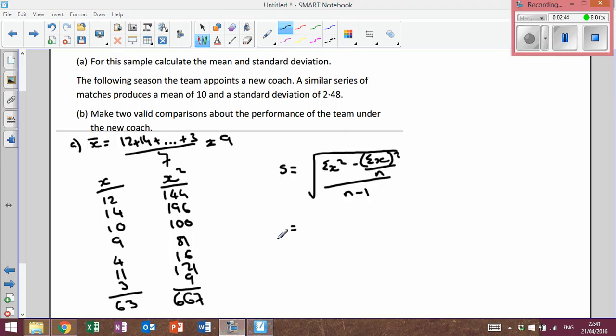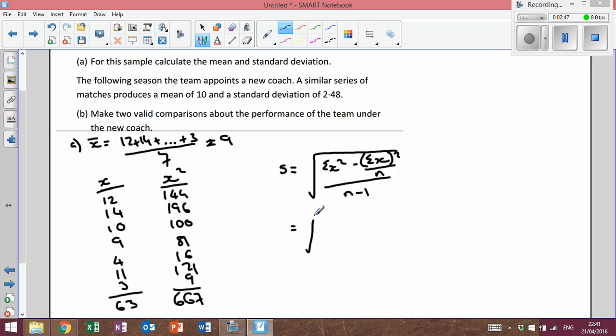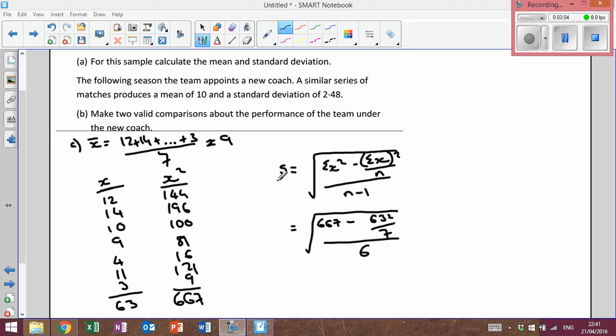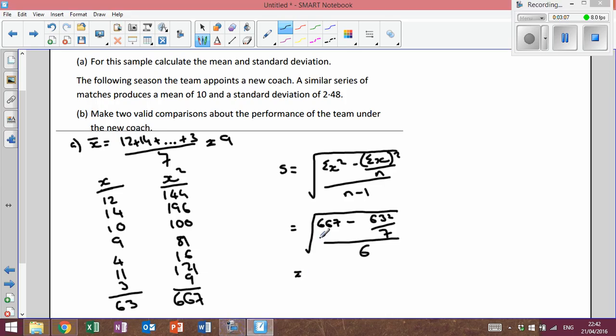Obviously, yours will be a little bit neater than mine. Okay, so we've got our total of the x squared is 667. Then we've got our total of the x's, which is 63 squared, all over 7, because that's n, and then all over 6, because that's n take away 1, and then typing that in your calculator, you're going to get an answer 4.08248, and so on, which is 4.08 to 3 significant figures. So there's your standard deviation.